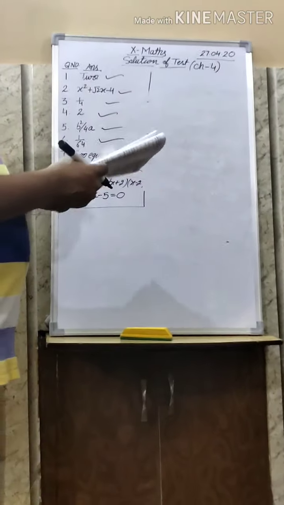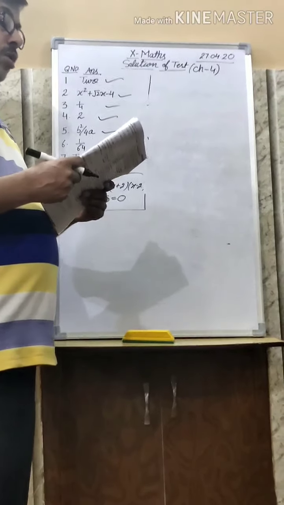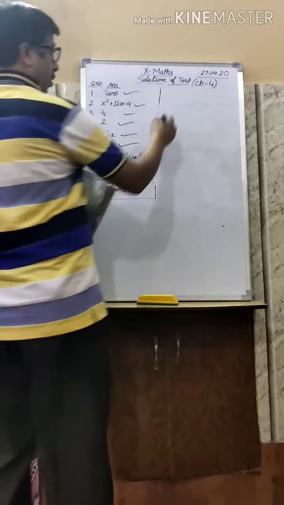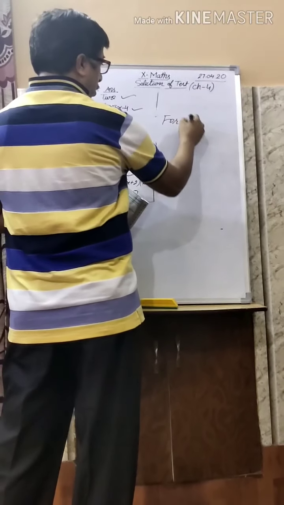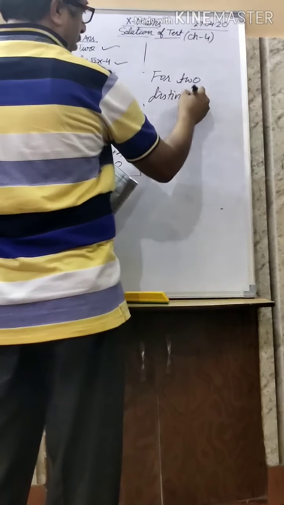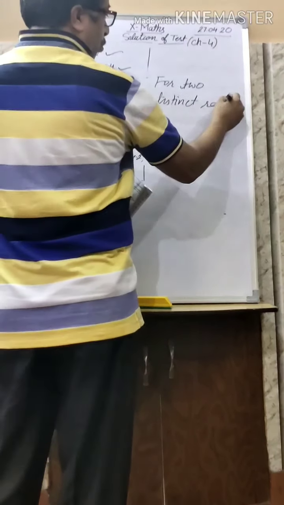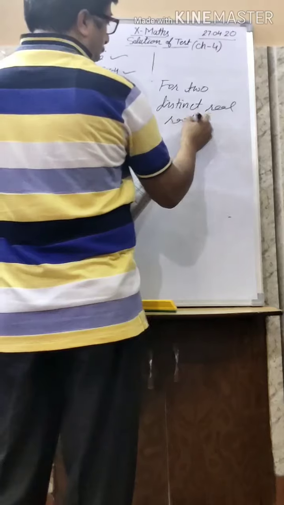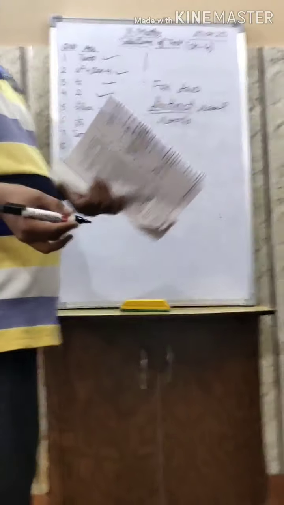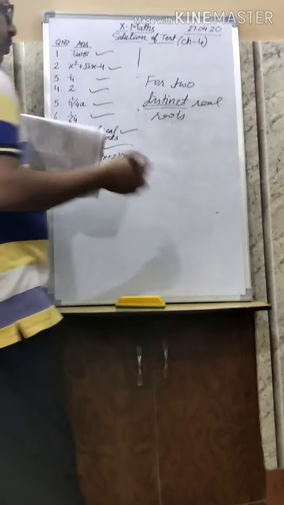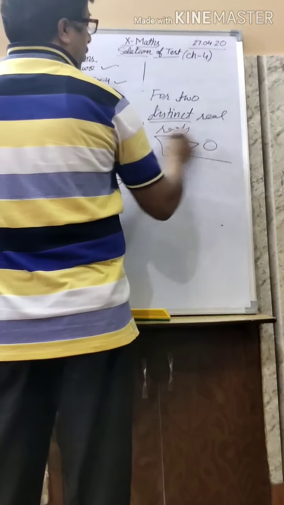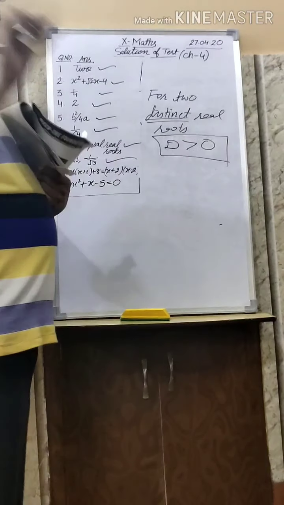Now the 10th question, the last question. What is it saying? Which of the following equations has 2 distinct roots? So for 2 distinct real roots, you know the condition. First of all, 2 distinct means 2 different roots, clearly separate roots. So for distinct real roots, you know very well the condition: D must be greater than 0.